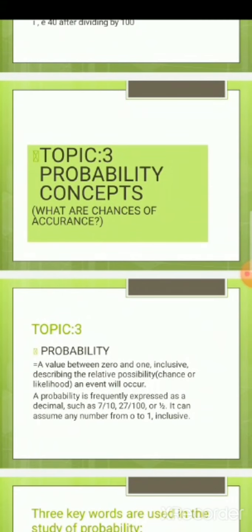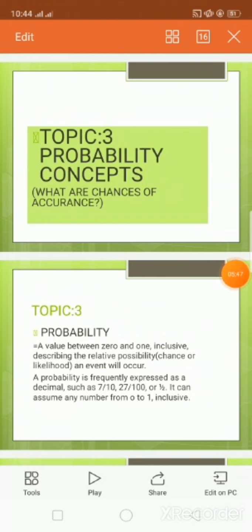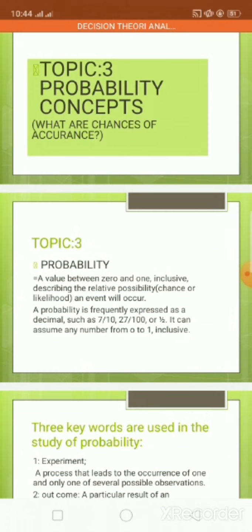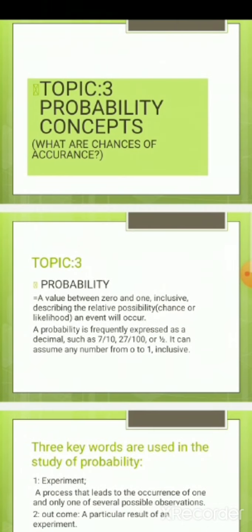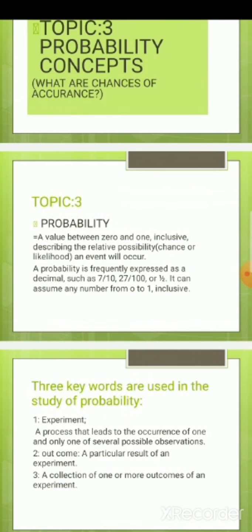Topic 3, probability concepts. What are chances of occurrence? Probability: a value between 0 and 1 inclusive, describing the relative possibility, chance or likelihood an event will occur. A probability is frequently expressed as a decimal such as 0.07, 0.27 or 1/2. It can assume any number from 0 to 1 inclusive.